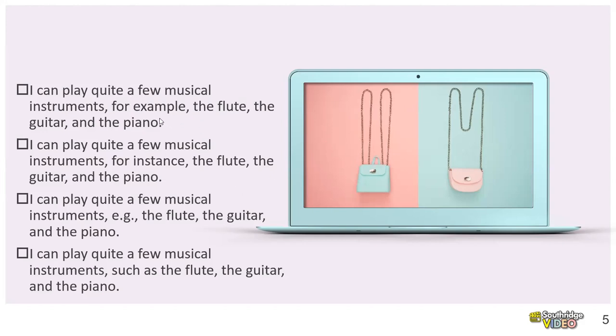Comma here before, for example. Is there a comma here? Yes. And after, for example, there is a comma here. After the first item, comma. The second item, comma. And then the piano.